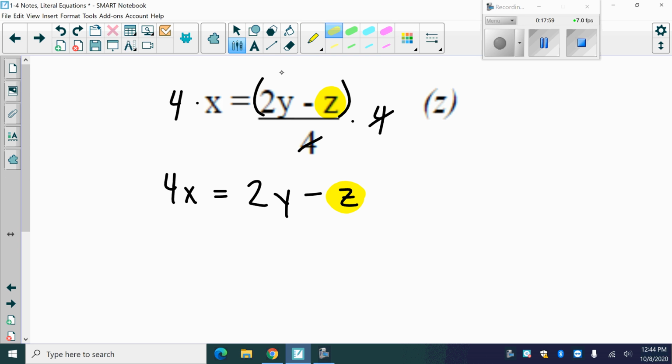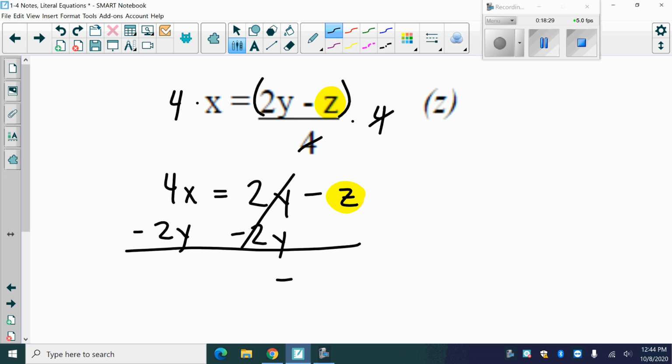Now, this is tricky. Be careful. I have to get rid of 2y, and it's attached by subtraction. However, 2y is positive. If you add 2y to 2y, you're going to get 4y. What you have to look at is the sign in front of the 2y. Okay? So since it's a positive, I'm going to go ahead and subtract 2y from both sides. And what you're left with is negative z.